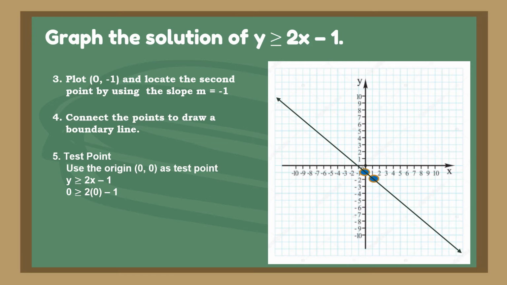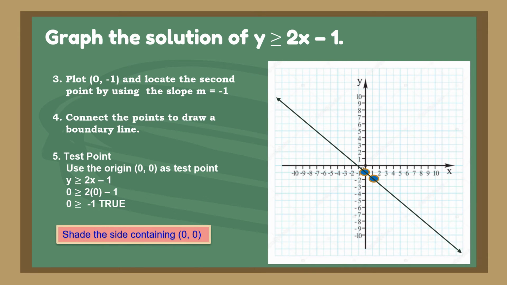So substitute. y is greater than or equal to 2 times 0 minus 1. So 0 is greater than or equal to negative 1, and that is a true statement. Therefore, shade the side containing (0, 0). So again class, if you arrive at a false statement, you're going to shade the portion wherein the test point is not included.